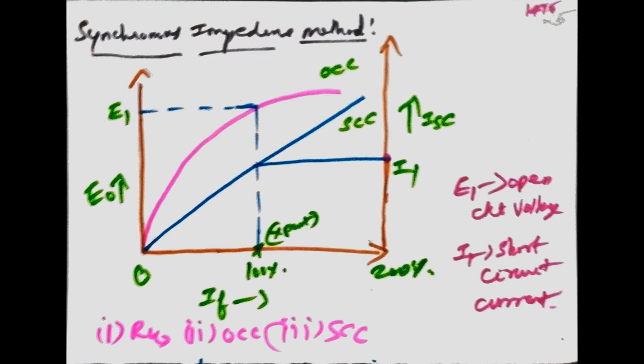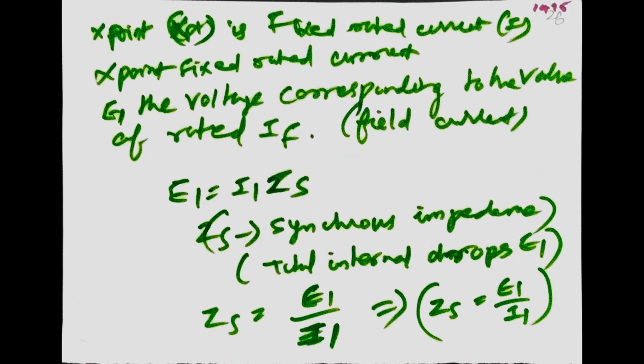Knowing RA and ZS, the vector diagram as shown in the figure can be drawn for any load and any power factor. E0 is... E1 value is I1 ZS. ZS is the synchronous impedance, the total internal drops E1. ZS is equal to E1 divided by I1. The vector diagram is shown in the notes. ZS is the open circuit voltage divided by the short circuit current.